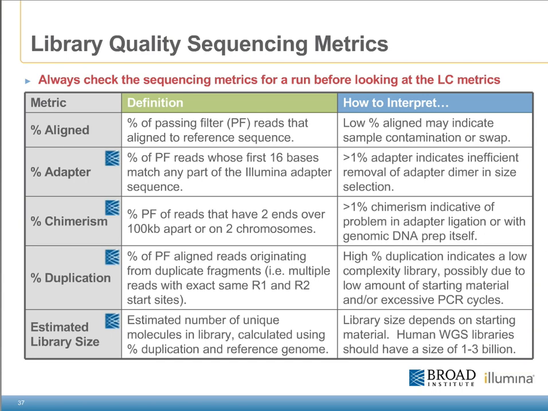Another metric we look at is percent chimerism. That's the percent of reads that have two ends that are over 100 kb apart or on two separate chromosomes. Basically it's a paired read where the two reads have no business being on the same molecule, yet somehow they are. Percent chimerism can be indicative of a couple of things. It could be a problem in adapter ligation, if instead of just one insert between adapters, you have two or three inserts that somehow get sandwiched between one set of adapters. Or it could be a problem with the genomic DNA prep itself.